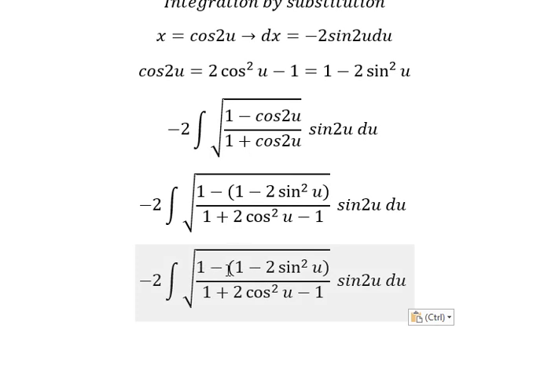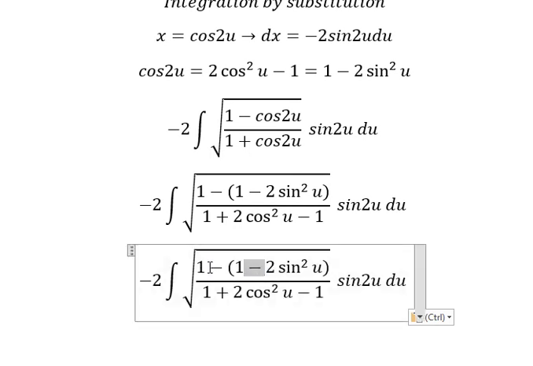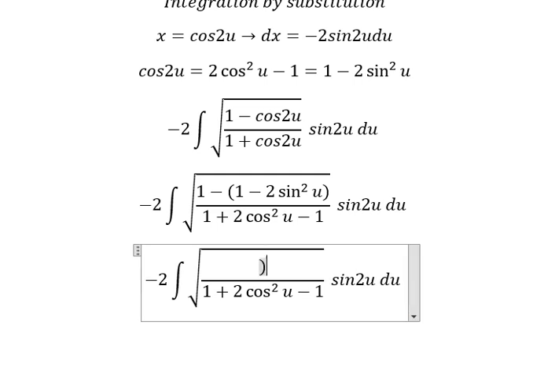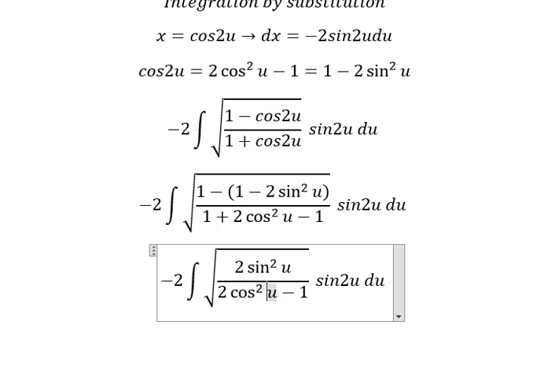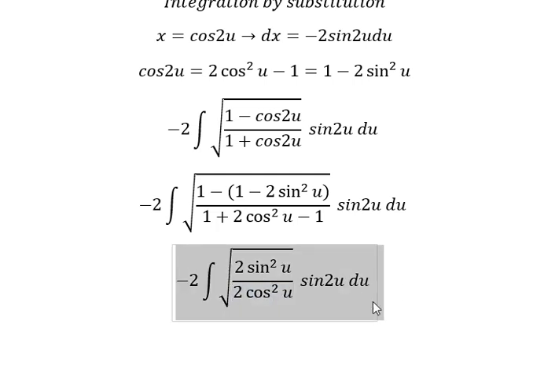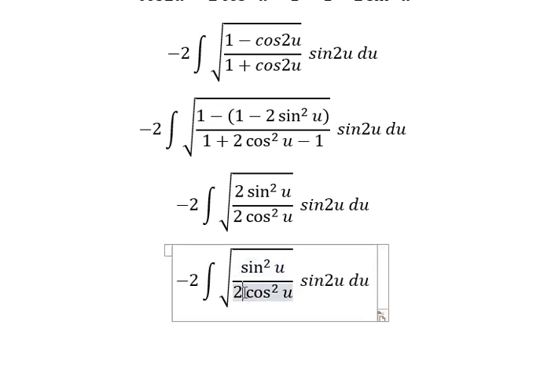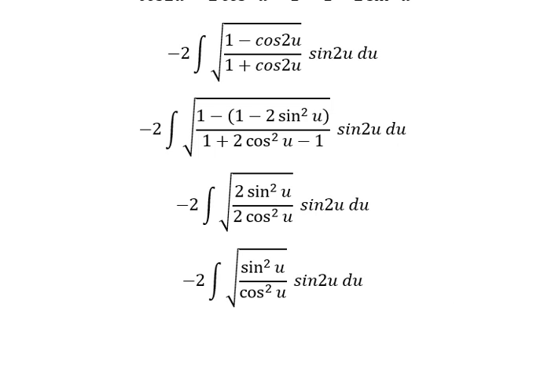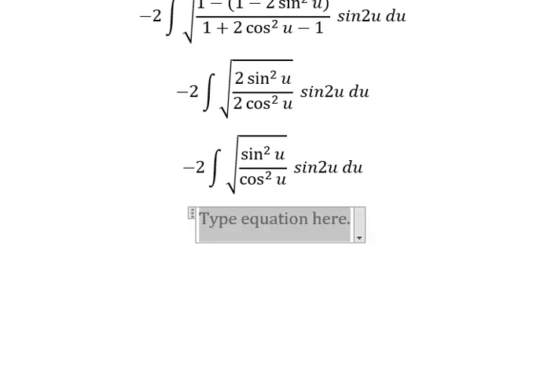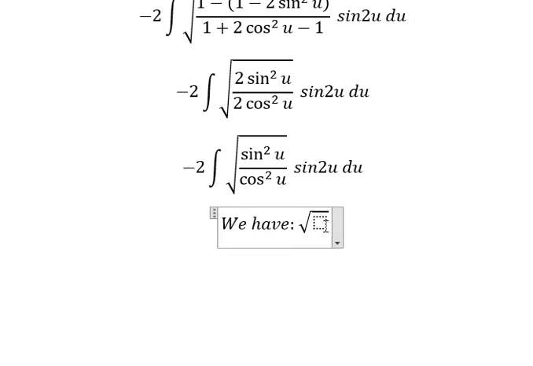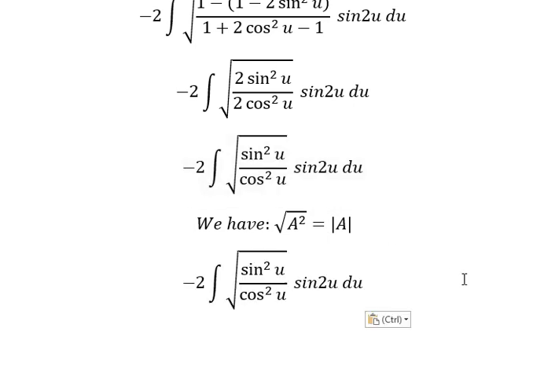So 1 minus 1 we cancel. Negative, negative, we have positive. This one we have 2 cosine squared u. So 2 and 2 we cancel. This one we have the formula here. So we need to transform this one into this one.